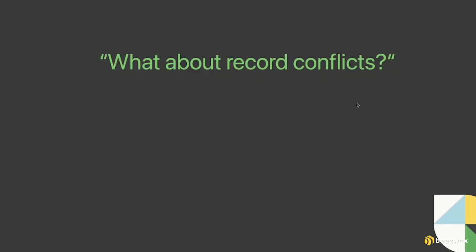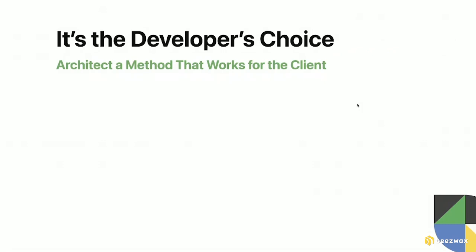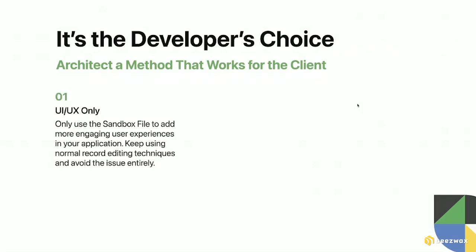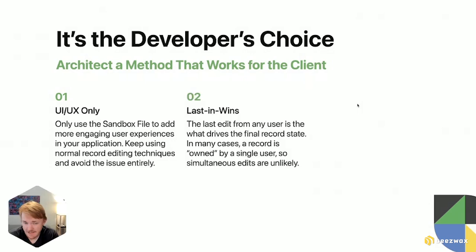So another good question that comes up often is, well, what do you do about record conflicts? If you're taking users out of the data stream, you are losing the normal record locking capabilities of FileMaker. So how do you account for that? Well, it's kind of up to you as the developer, is the short answer. First option is you could use it just to enhance your UI/UX and not use it for manipulating data. What we typically use is last in wins. Most of our projects end up lending themselves to that methodology.